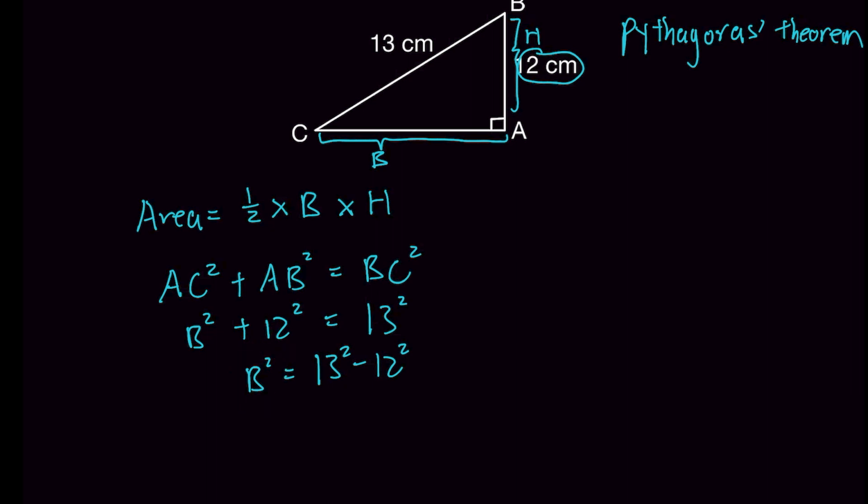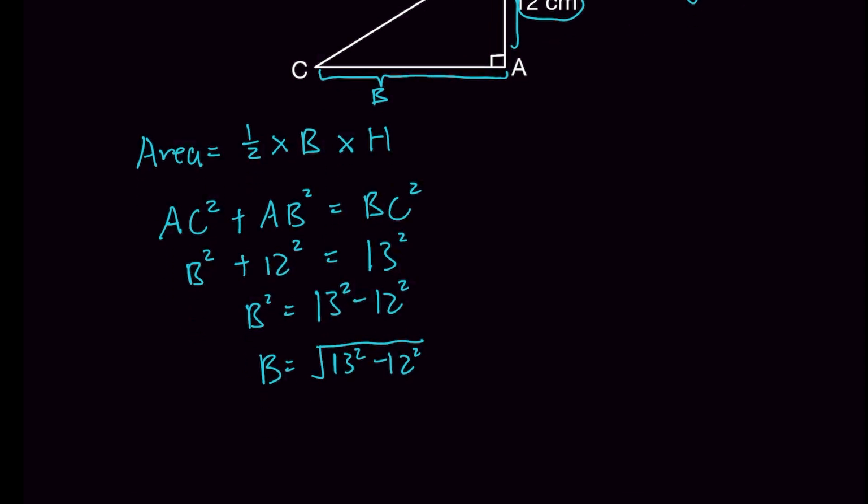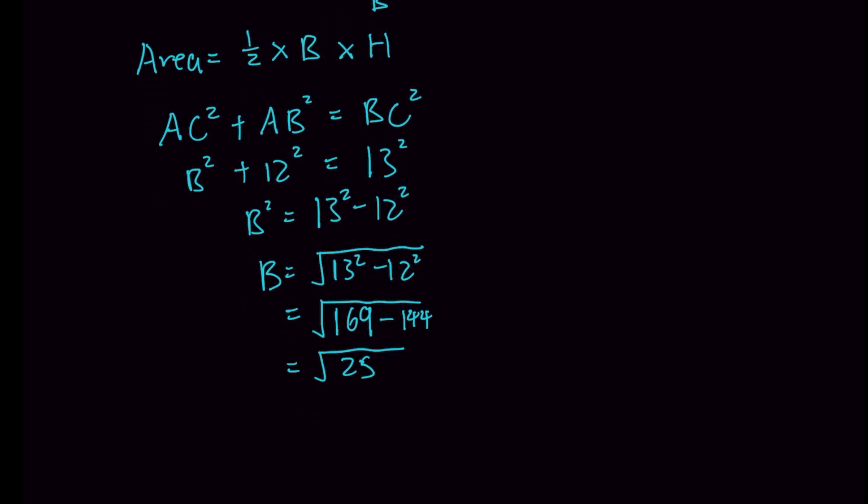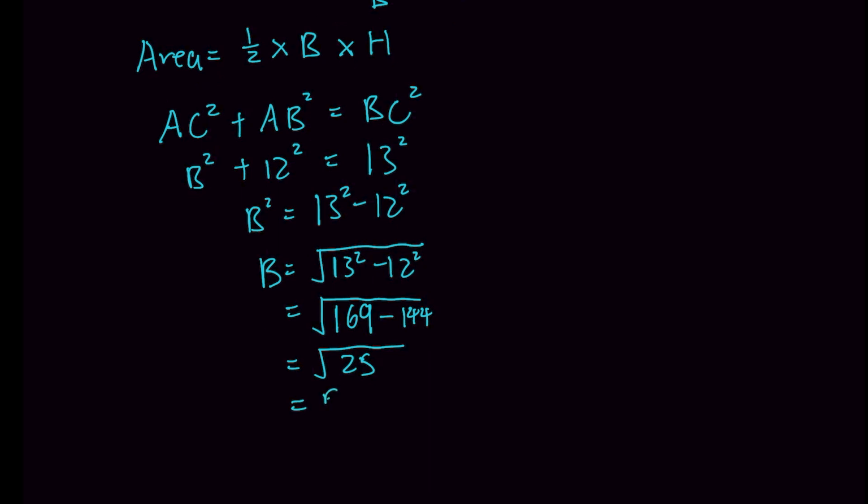In order to get the value of B, we have to square root both sides. So we need to square root the whole of 13 squared minus 12 squared. What is 13 squared? It is actually 169. And what is 12 squared? You can work it out to be 144. So 169 minus 144 will give us 25. The square root of 25 would give us 5 cm.